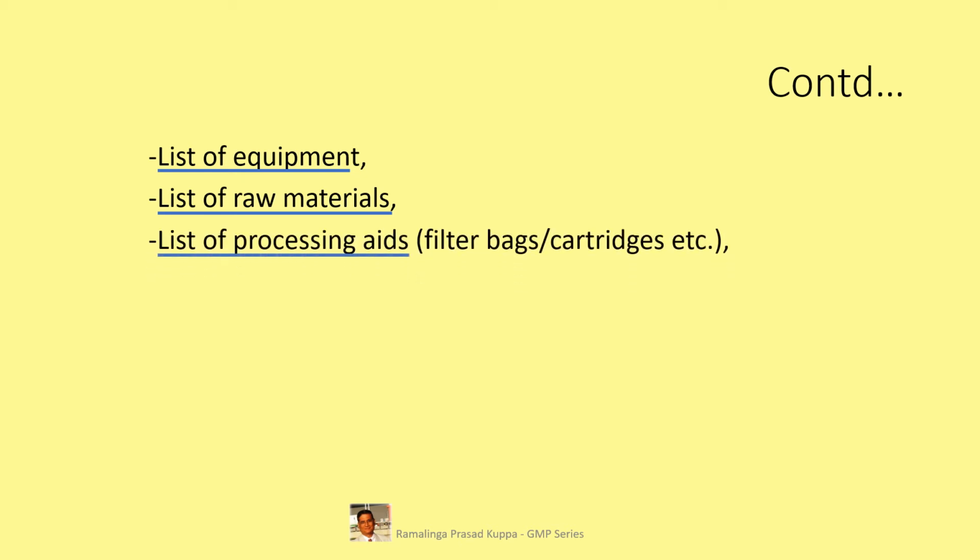List of processing aids like filter bags, cartridges, etc., along with its micron size, porosity. List of packaging materials. This list of packaging materials should include the primary packaging, the secondary packaging, seals, inserts, etc.